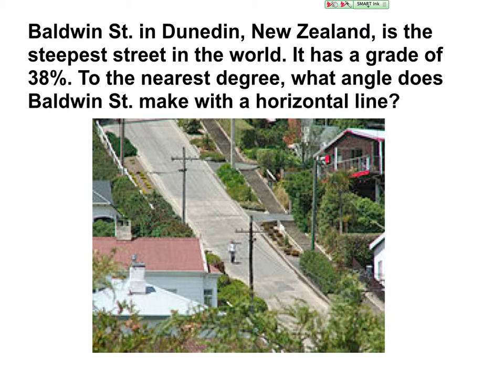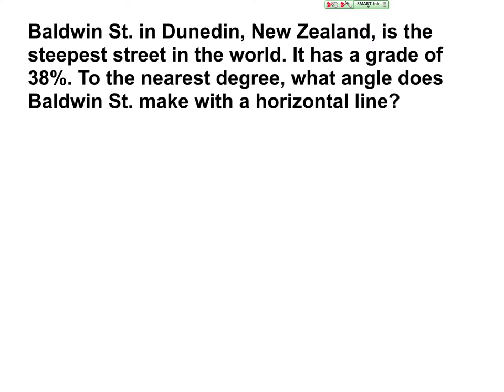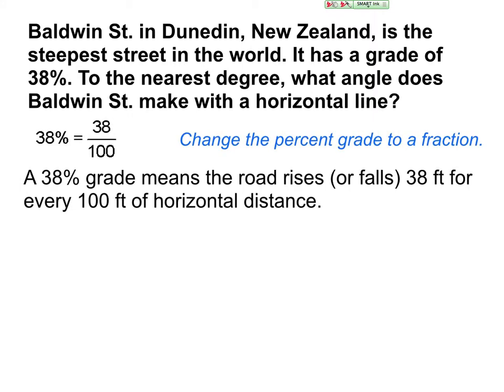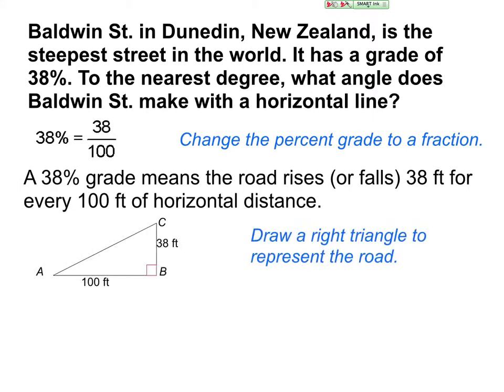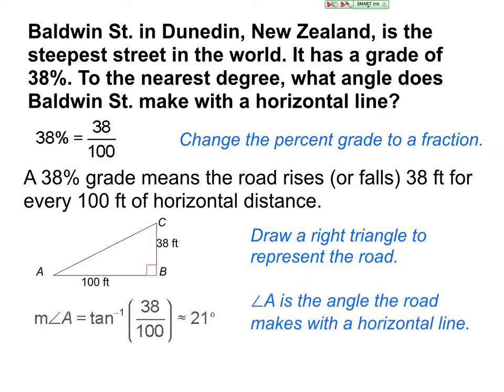When did they have to give a warning? 8%, which in degrees was a 4 degree, I think. This is pretty steep. Change it into a fraction, interpret that as rise and run, and you'll do tangent inverse to get the angle.